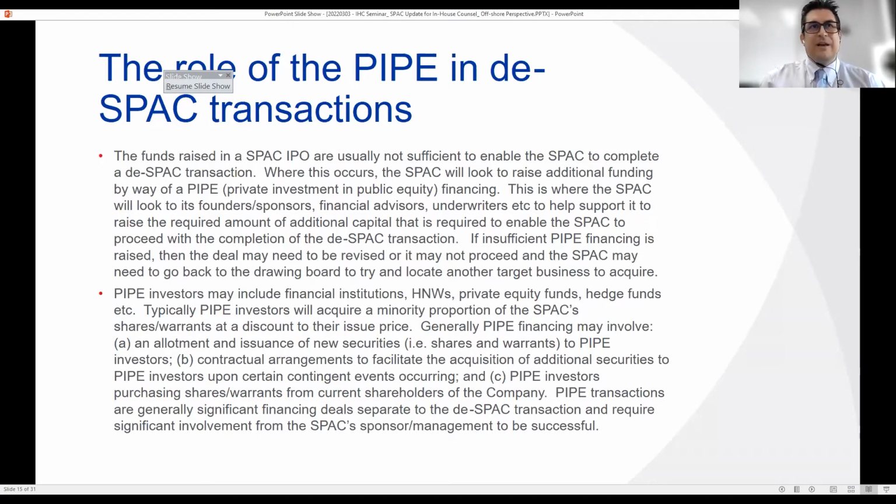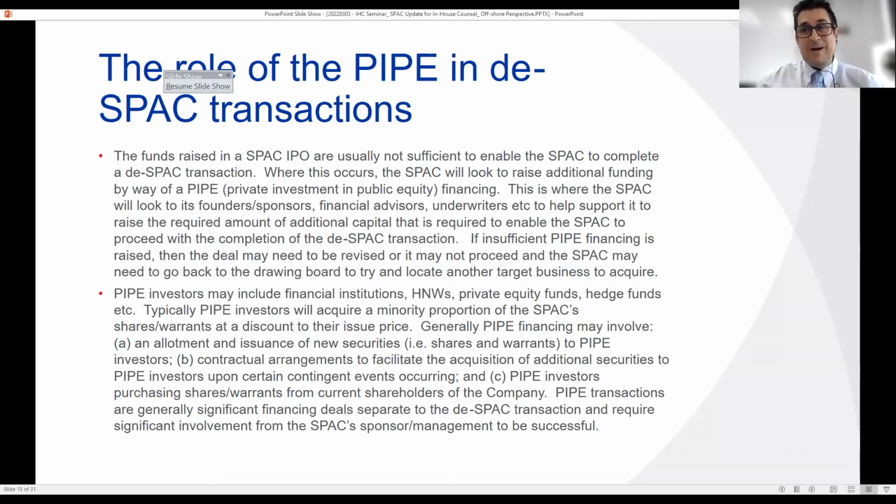And so that private investment might be additional contributions from the sponsors, affiliates of the sponsors. It could be a fundraising which is conducted by financial advisors, underwriters supporting the SPAC. It could be any number of different ways of fundraising behind the scenes. But effectively, whatever the shortfall is to enable the deal to get done is usually looked to be addressed by way of PIPE financing. So these are, again, very, very significant transactions that occur prior to a de-SPAC transaction.